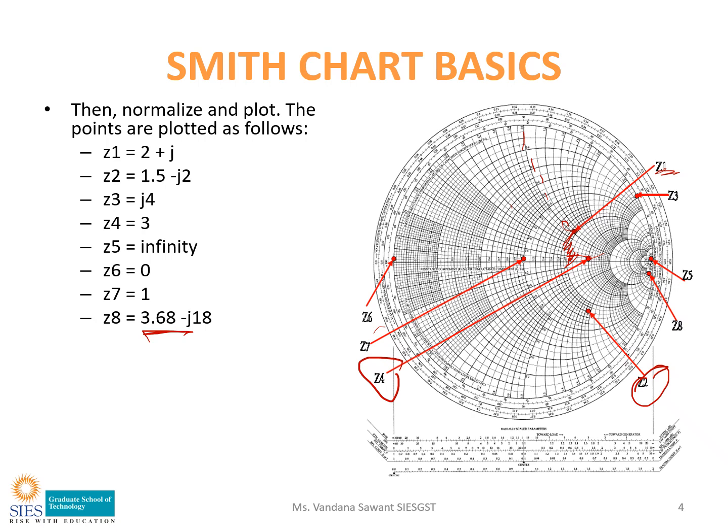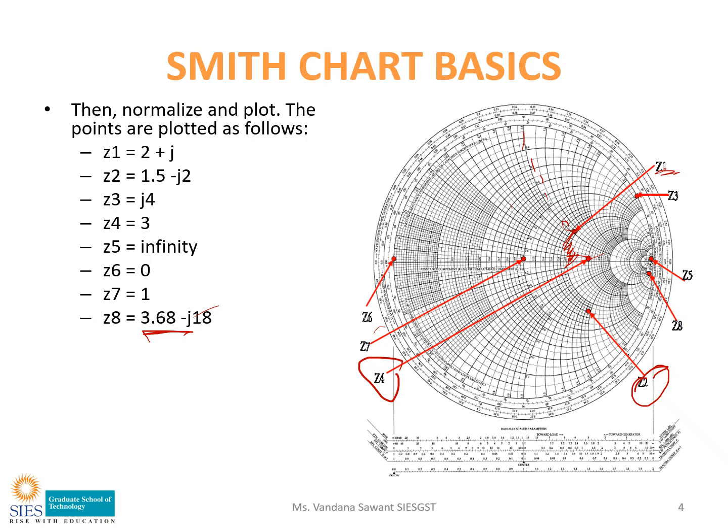In this case, you need to find the horizontal circle in between 3 and 4. You have to go in between 3 and 4 and draw a circle by hand, parallel to the 4 circle. Then go upward along the minus j18 line, and plot this intersection point as Z8. In this way you need to plot the various points on a Smith chart.